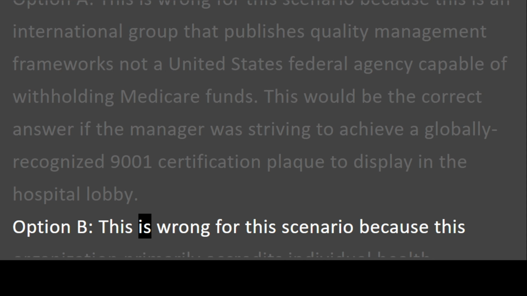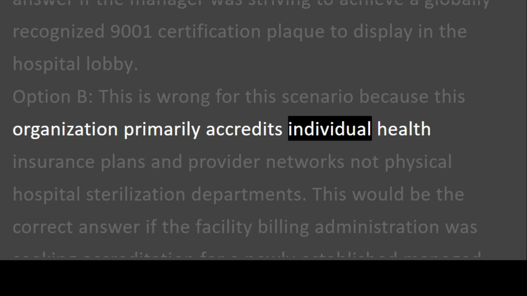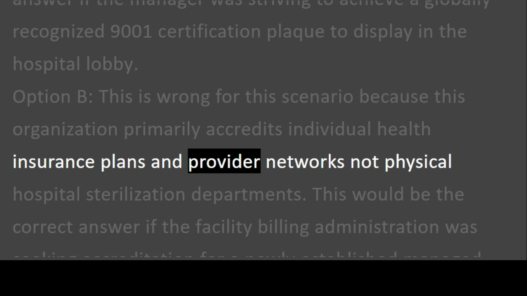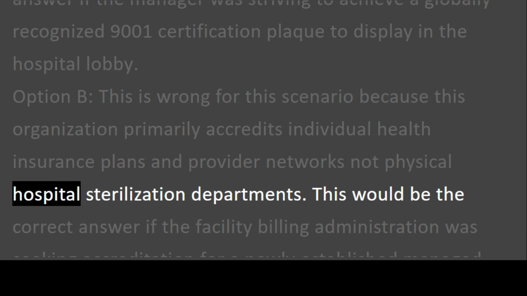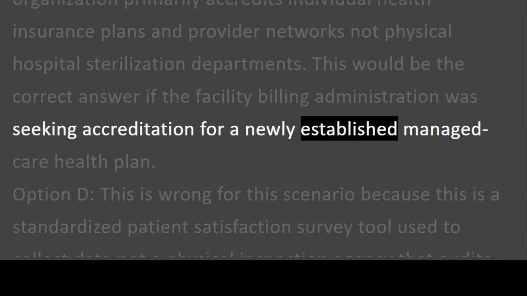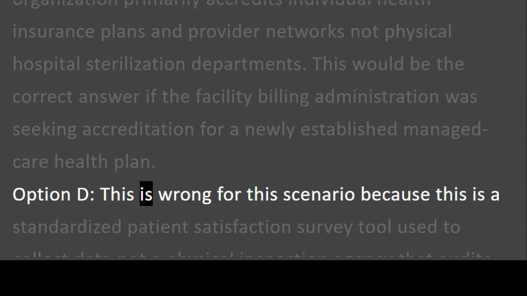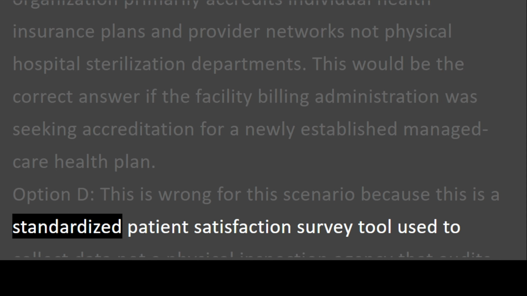Option B. This is wrong for this scenario because this organization primarily accredits individual health insurance plans and provider networks, not physical hospital sterilization departments. This would be the correct answer if the Facility Billing Administration was seeking accreditation for a newly established managed care health plan.